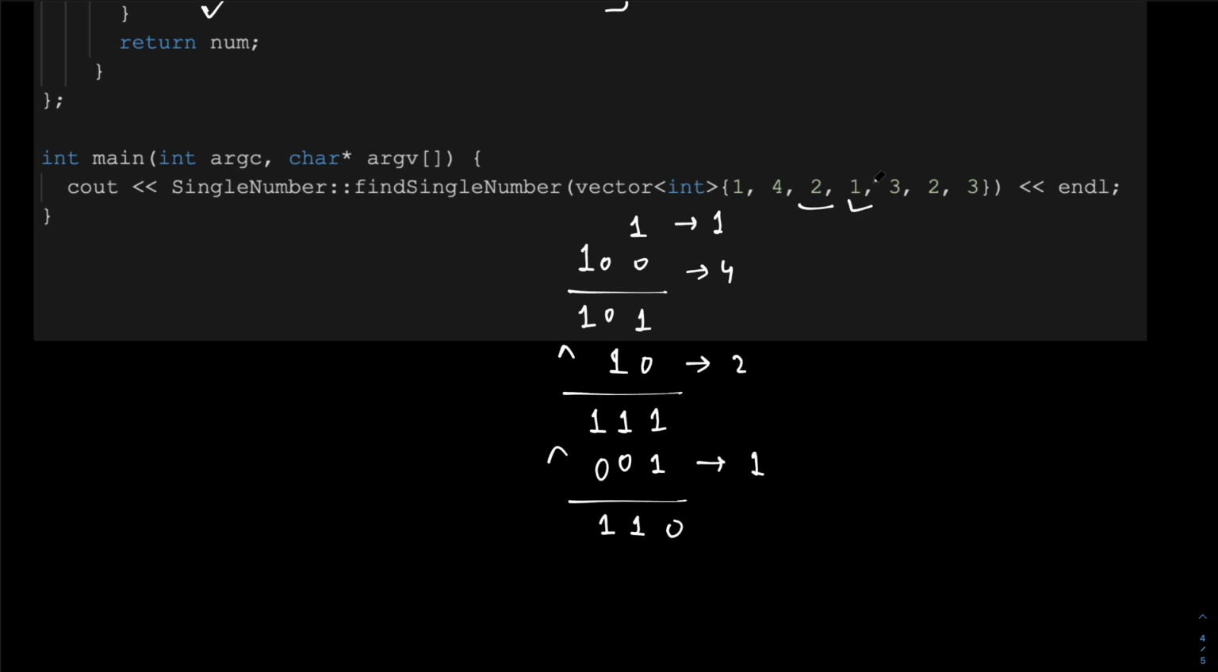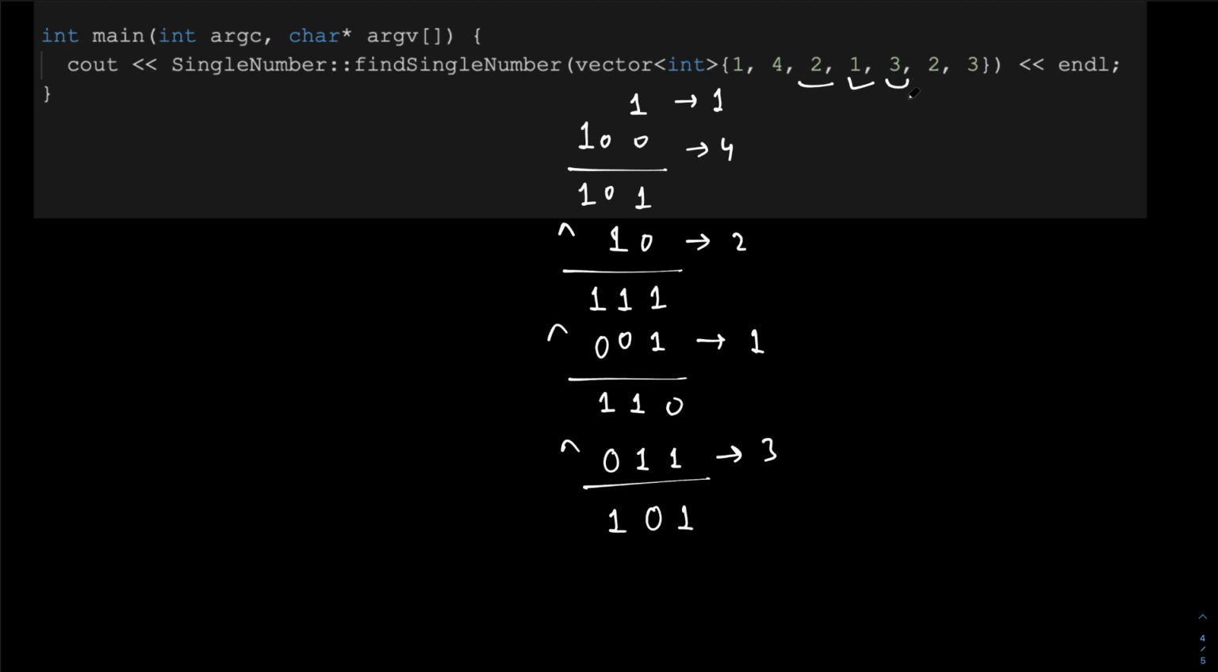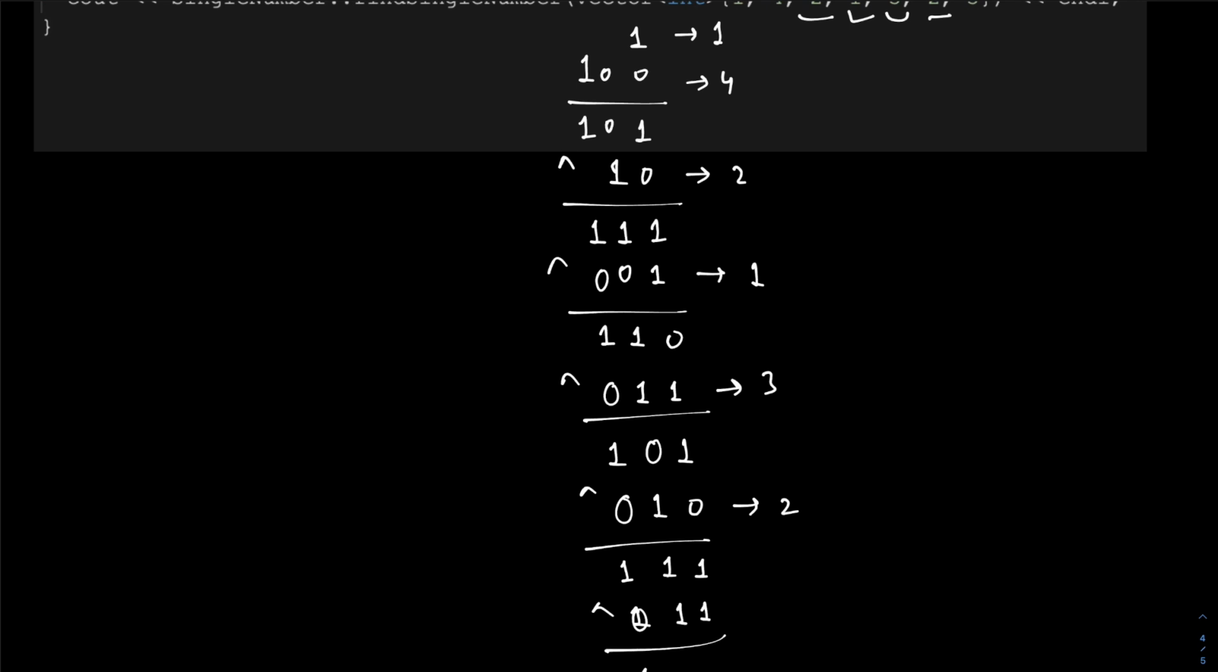So we are here. Now XOR of 3, which is 0 1 1, it's going to be 1 0 0. So this is 4. Now XOR of 2, 0 1 0, so it's 1 1 0. 2 is also done. Now XOR of 3, which is 0 1 1, it's 1 0 1. So 1 0 1 is 5.